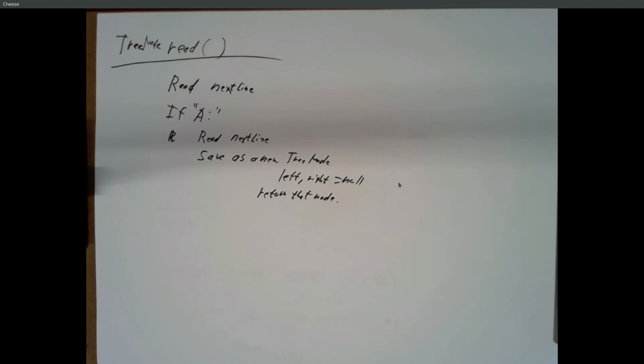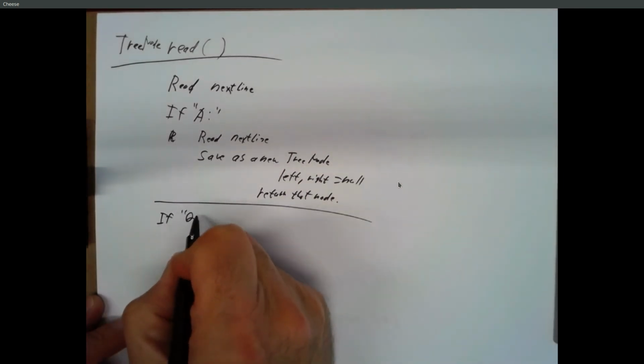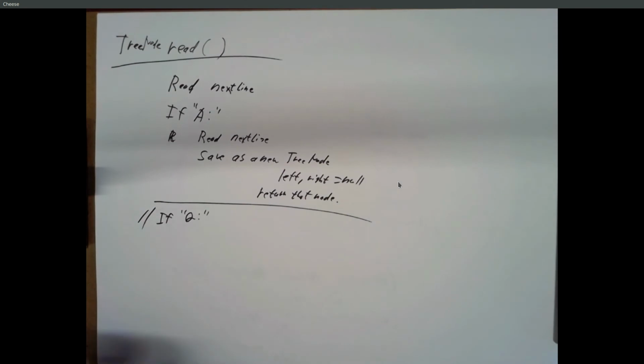So when you call read, if the current point in the file is A colon, you're just going to read that. You're going to read the next line, which is the actual answer, make a single node containing that answer, return that node. Okay, otherwise you read that line, and presumably it's a Q. If it's not a Q or it's not an A, your file is corrupt.